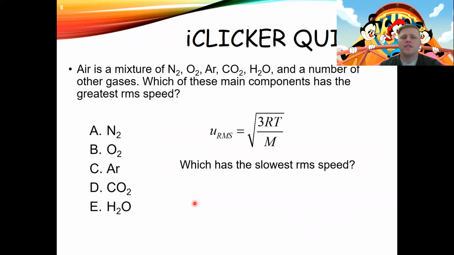All right, in this case, it's going to be the reverse, right? It's going to be our heaviest molecule is going to be the slowest, whereas in the previous, our lightest molecule was the fastest. So again, the masses here are 28, 32, 40, 44, and 18. So CO2 is our heaviest species. It's going to be our slowest.